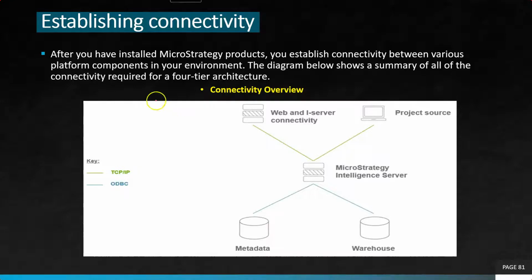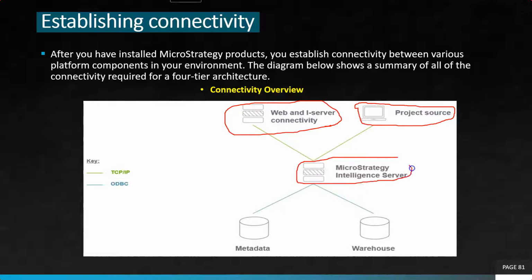So after you install MicroStrategy, you have to establish the communication between your various platforms. This is how it looks: your web server, your project source here. As I showed you, we have the developer installed here, and we have created our project source here, and this is our web server. The web server is communicating with the intelligence server. Our project source is also communicating with our intelligence server. The project source will communicate directly with the intelligence server only in 3 tier or 4 tier, not in 2 tier, if you remember.